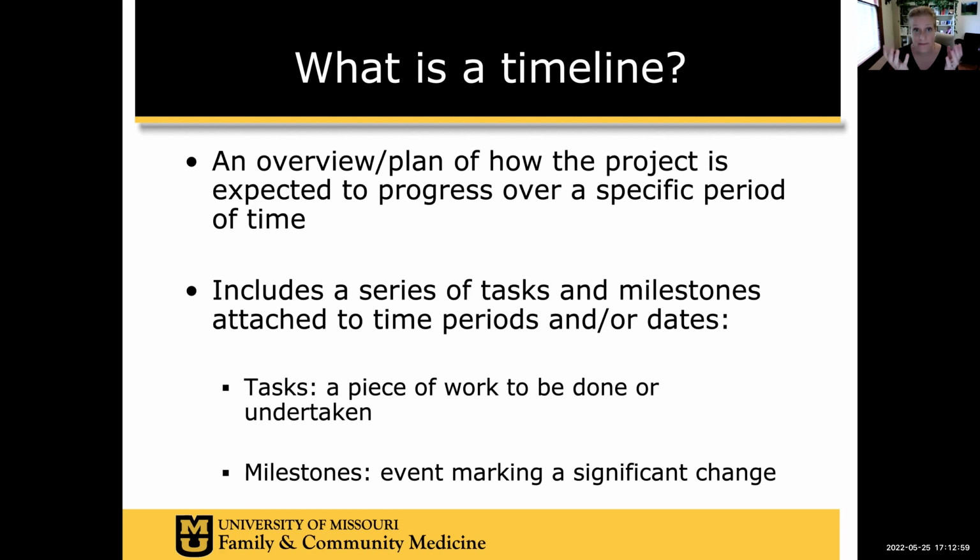And a timeline is made up of a series of tasks and milestones that are attached to time periods or dates. I suggest you do both in case there's a delay in when you receive funding. I just want to clarify that tasks are a piece of work you're expecting to do or being undertaken. Milestones, because oftentimes you have, I'll show you examples, but you'll have tasks and milestones. Milestones are things you expect to achieve by a certain time, and they're an event marking a significant change.